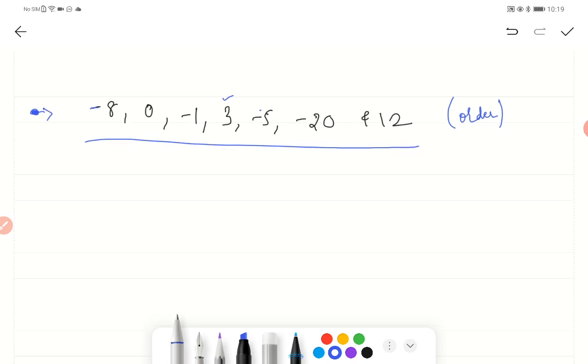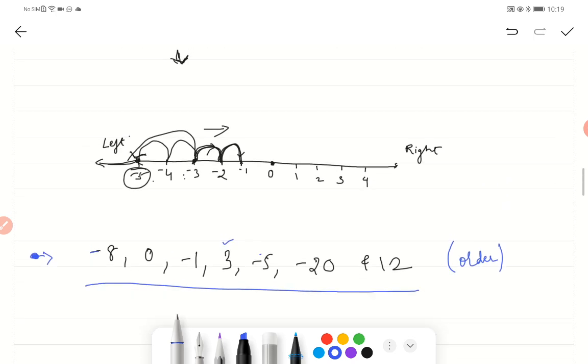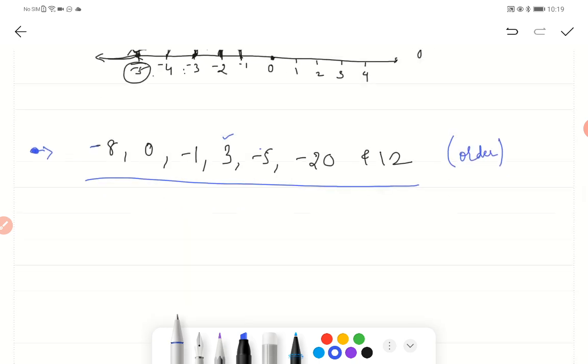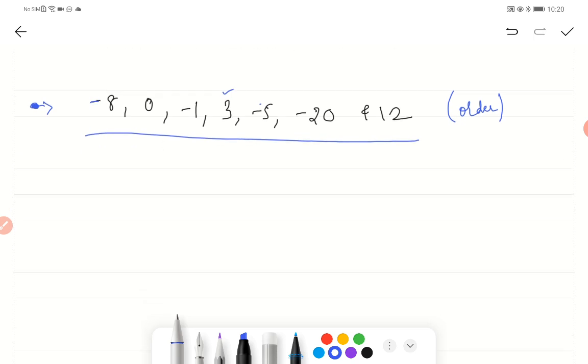Welcome again, students, to the next video of your integers. Okay, so we were discussing ordering of integers, isn't it? So how to place the integers in ascending order. And again we will see how to plot those numbers on your number line.